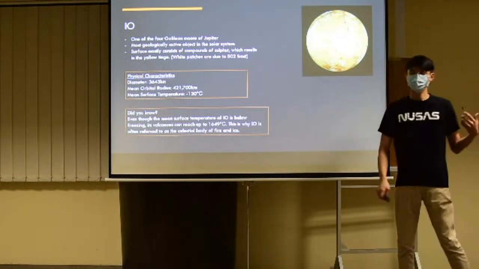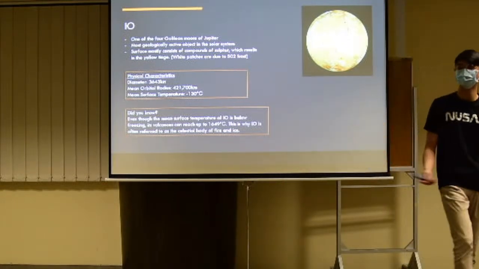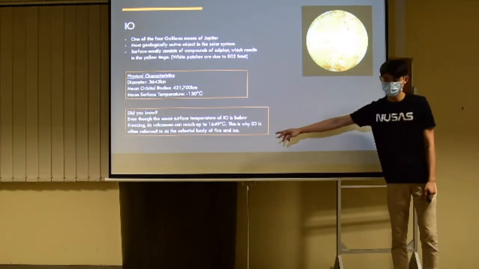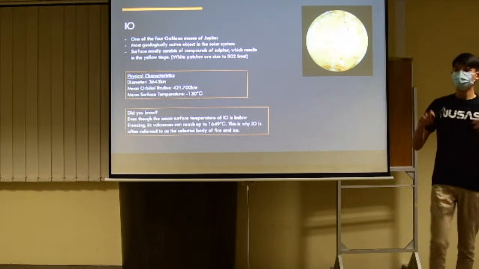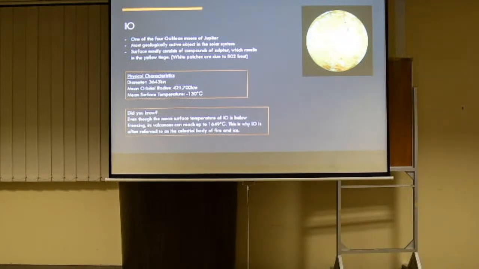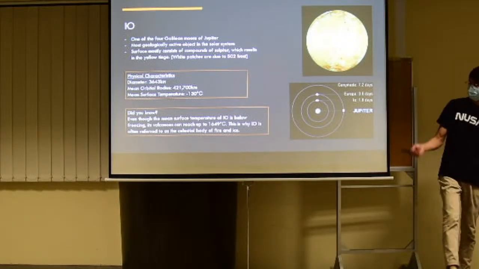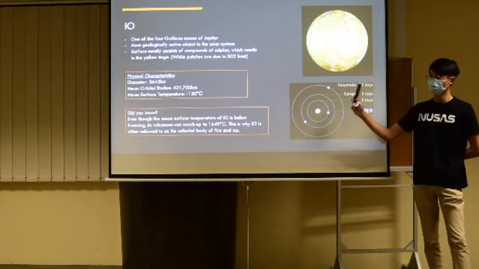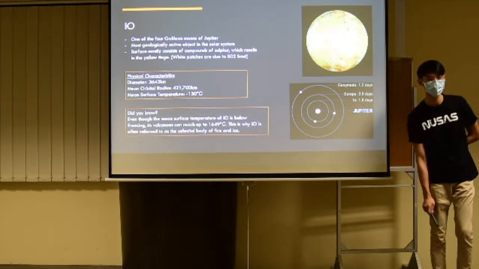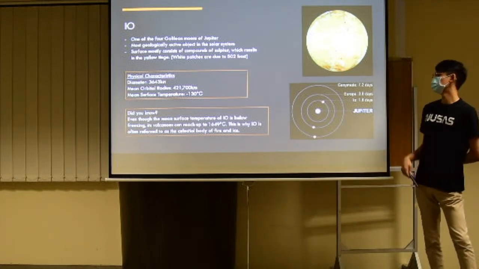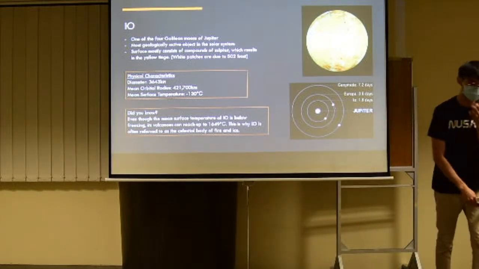So the fact that it's both hot and cold at the same time causes people to refer to it as the celestial body of fire and ice. Very cool, isn't it? I think so too. Another thing I want to introduce is orbital resonance. As you can see, Io orbits Jupiter in 1.8 days. Europa orbits Jupiter in 3.6 days. Ganymede orbits Jupiter in 7.2 days.